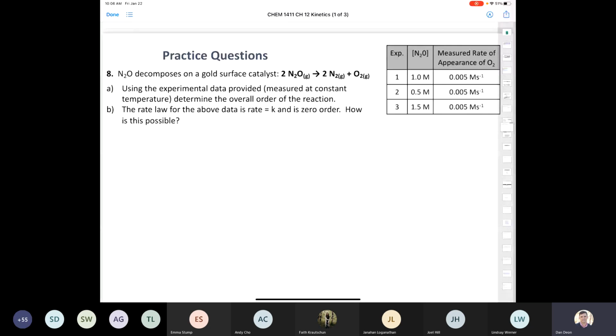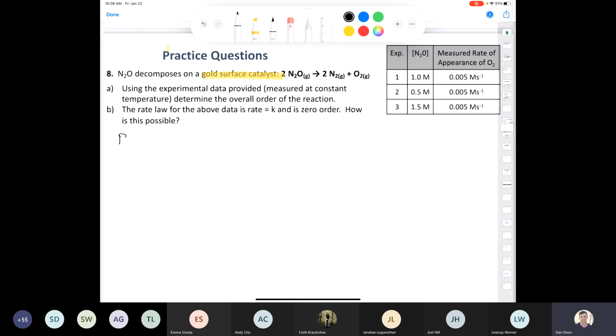This is kind of an interesting one. This deals with something that's a zero order reaction, and let me show you what we mean by a zero order reaction. It says that you have N2O decomposing on the surface of a gold catalyst. It's kind of an interesting place for a reaction, isn't it? On the surface of a solid, because we know that gold is a solid.